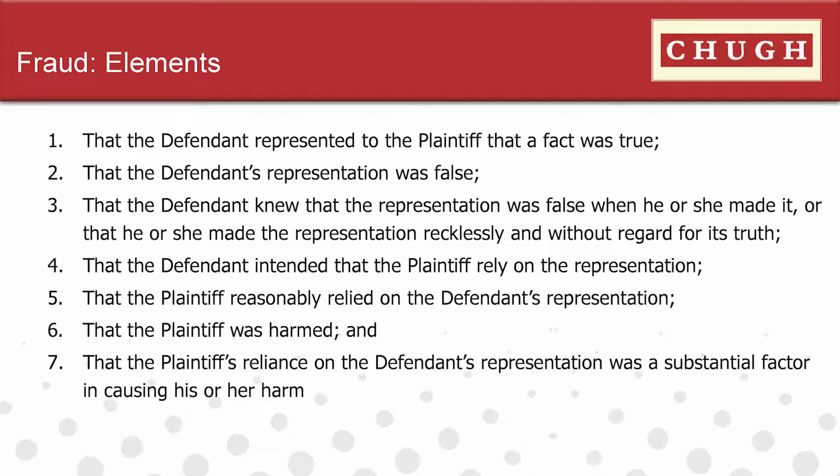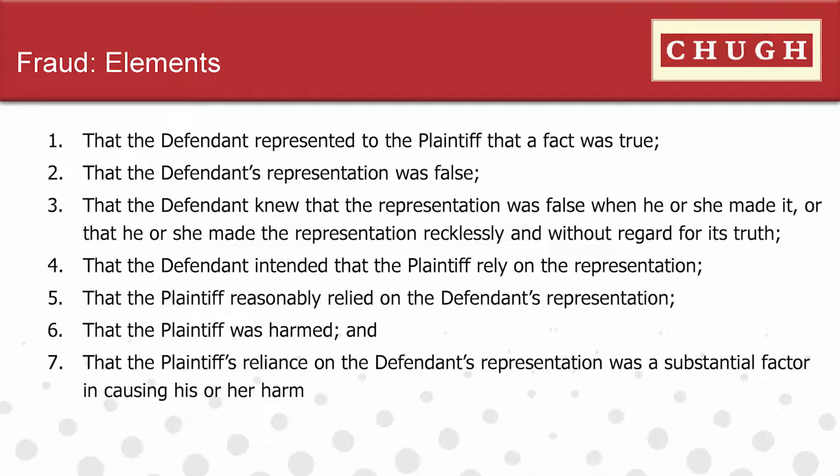The plaintiff actually has to be harmed, and the court has to find that the plaintiff's reliance on the defendant's representation was a substantial factor in causing the harm. There can be some extraneous circumstances leading to the harm. So these are the basic 7 elements of the tort of fraud.